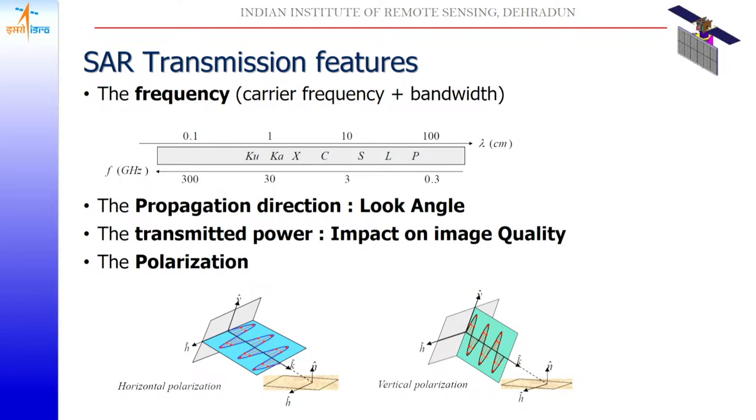And how to generate that signal? It depends on four main features: at which frequency we send, the direction, like look angle, the transmitted power, and polarization. For frequency, we have to send the signal at C band, S band, L or P band. So these are the four major parameters we have to consider before designing our SAR sensor.